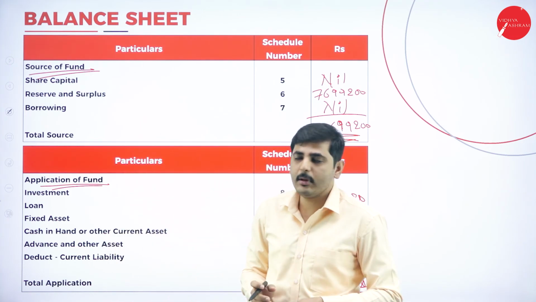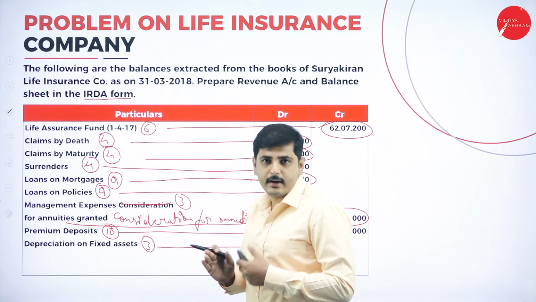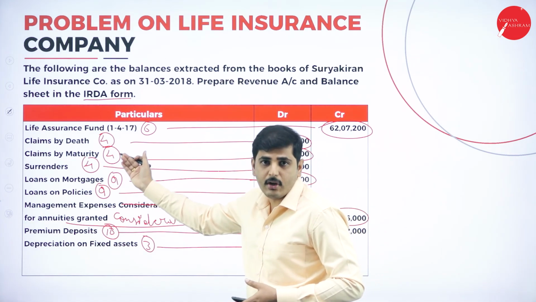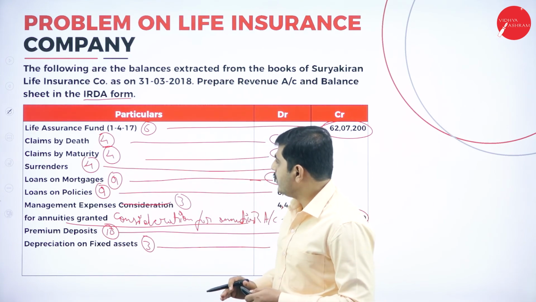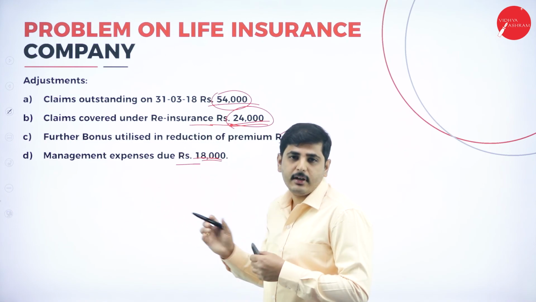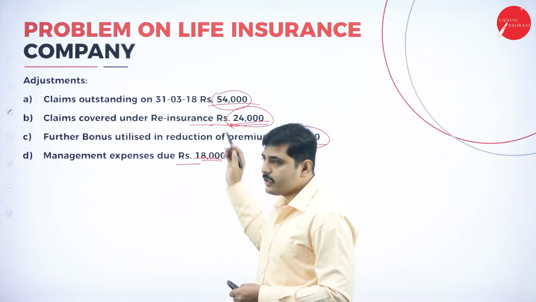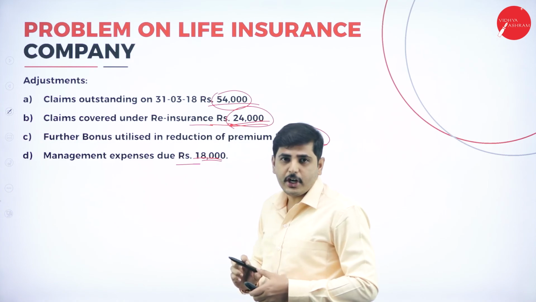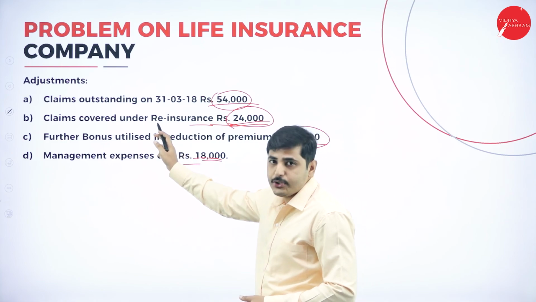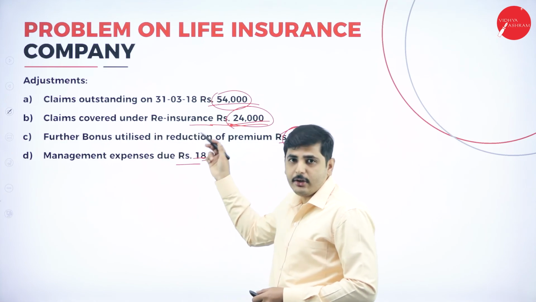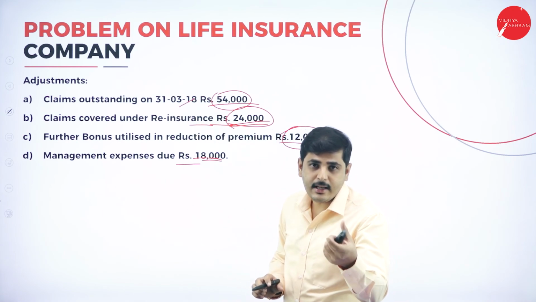This is how we have to solve the problem. First we have to look at all the schedules. We have to know by heart all the schedules. We should know which schedule number belongs to which items, or which item belongs to which schedule. Then we have to understand the adjustment. Claims outstanding should come under schedule number 4 and schedule number 13. Claims covered under reinsurance, schedule number 4, minus from claims. Claims outstanding, add to claims. Claims covered under reinsurance we have to show in schedule number 12 current assets. Claims outstanding we have to show in schedule number 13 current liabilities.